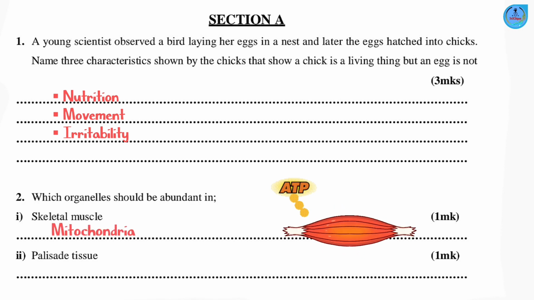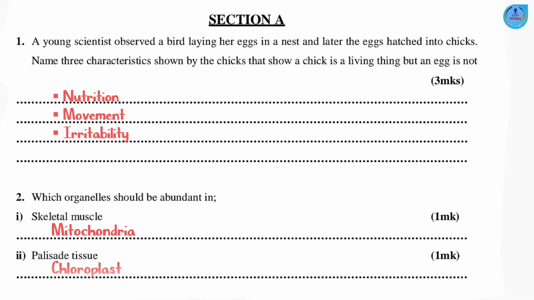Roman number 2, palisade tissue. This is where photosynthesis takes place. So the organelle that will be abundant here is the chloroplast.